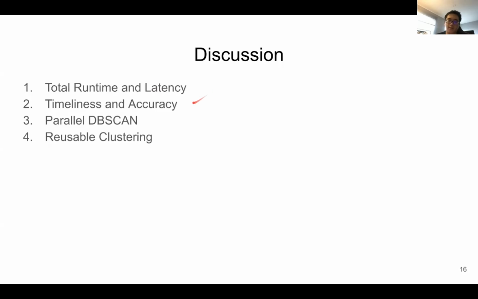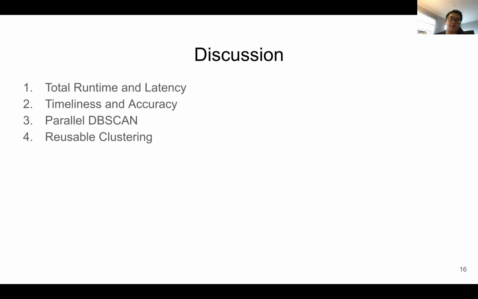A second discussion point is between timeliness and accuracy, which is how we handle out of order events. There is an argument that we shouldn't just drop all the out of order events. There has to be a certain algorithm that's able to capture them. Of course, the timeliness will increase slightly, but if we're able to find a faster algorithm to compute this, we're able to get a higher accuracy without sacrificing too much timeliness.